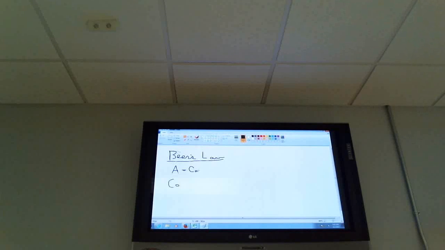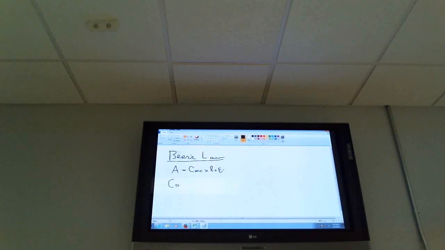And epsilon. Concentration times length. Length of what? Of the cuvette. Yeah, it's the path length of the cuvette. And so it depends on if you're using a 1 centimeter, 2 centimeter, 5 centimeter container for this. And so it's going to be concentration times length times epsilon.